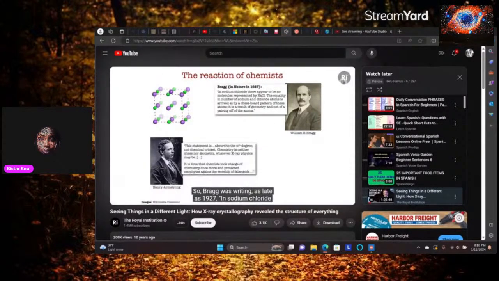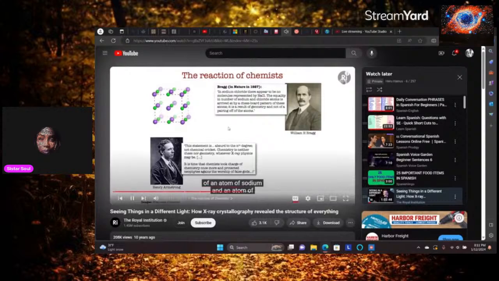So Bragg was writing as late as 1927. In sodium chloride, there appears to be no molecules represented by sodium chloride. The chemists had expected to see molecules of an atom of sodium and an atom of chloride stuck together.